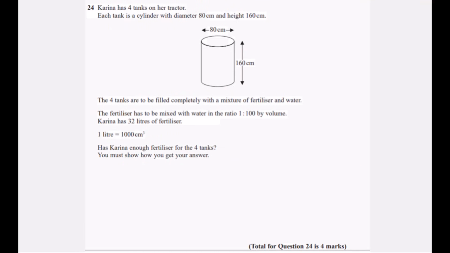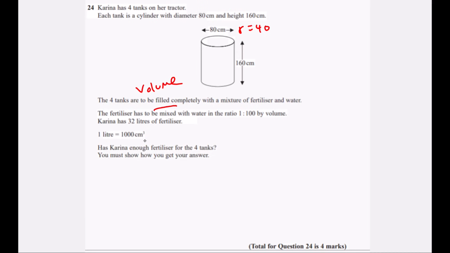Karina has 4 tanks on her tractor. Each tank is a cylinder with a diameter of 80. I'm just going to write radius 40 and a height of 160. The 4 tanks are going to be filled, so it's a volume question, with fertilizer and water. The fertilizer has to be mixed with water in the ratio 1 to 100 by volume. We've got 32 litres of fertilizer. Each litre is 1,000 centimetres cubed. Has Karina enough fertilizer?